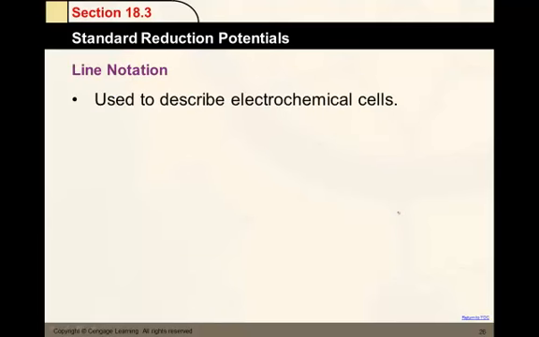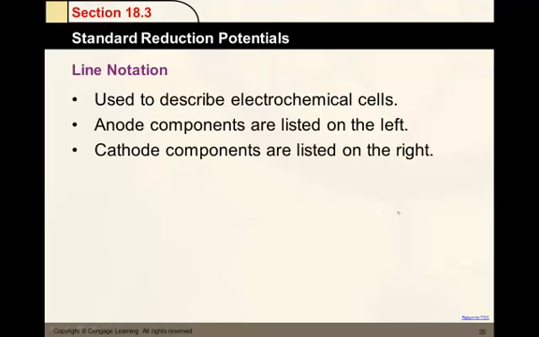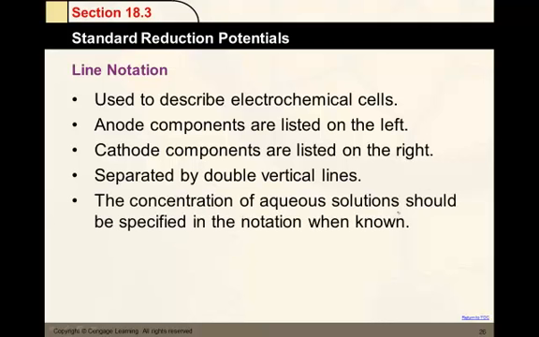Now, there's a shorthand way to write this information. Instead of showing a huge porous disc or a salt bridge and two beakers, we use what's called line notation to describe electrochemical cells. The anode components are listed on the left, and the cathode components are listed on the right, and they're separated by double vertical lines. These double vertical lines are supposed to kind of represent the salt bridge. The concentration of aqueous solution should be specified in the notation when known.